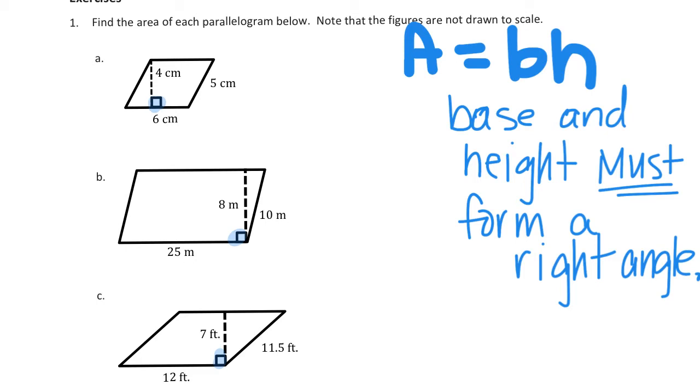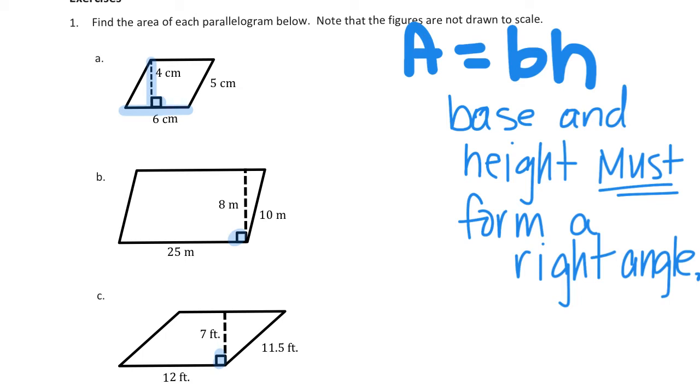So when I look at figure A, I have to look at the two measurements that form the right angle. So I have 6 centimeters for my base, and my height is 4 centimeters. My height has to form a right angle with my base. My measurement of my height is the distance from one parallel line to the other. So 5 centimeters is the measurement of the slanted line, and I am not going to use it.